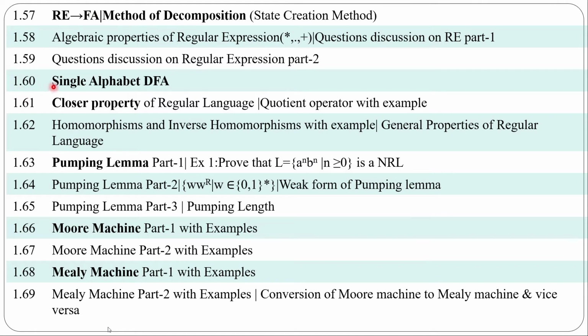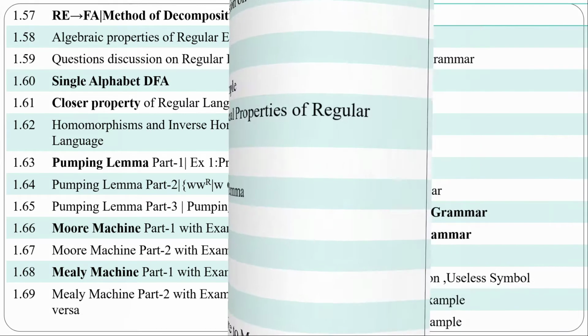Then 1.60 is some single alphabet DFA. 1.61 is closure property of regular language. 1.63 is pumping lemma. 1.66 is Moore machine. 1.68 is Mealy machine. Moore machine and Mealy machine are not that important for the GATE exam, so you can just go through the structure of the Moore machine and Mealy machine, that will be enough.